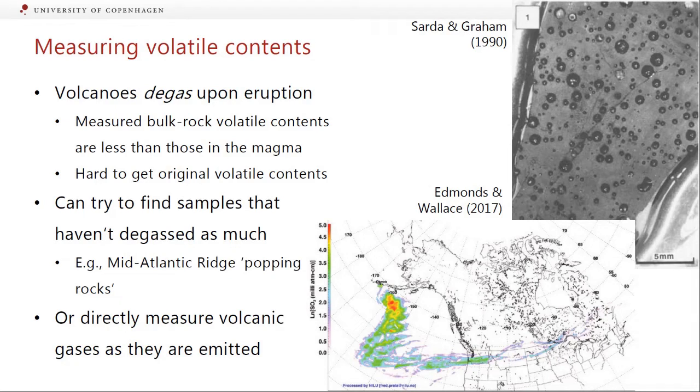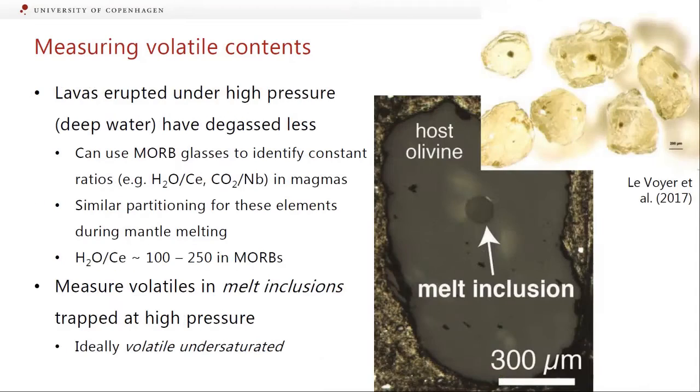Another option is to directly measure volcanic gases as they're emitted. This is actually a satellite image measuring sulfur dioxide from a volcanic plume, and you can see it's erupted somewhere up here in Alaska. And then it's being spread out and dispersed by the wind. But essentially, if you could measure all of the gases that came out of a volcano and you know how much magma was there originally and contributed to that gas being emitted, then you could figure out what the original volatile content was.